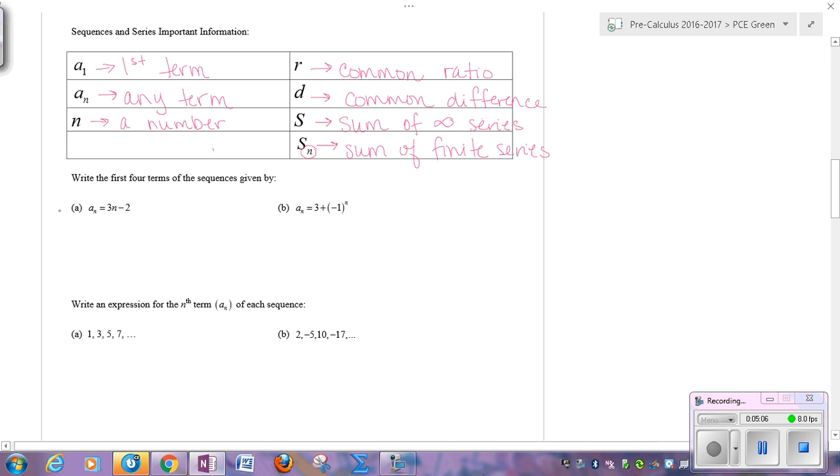All right, so the first thing we're going to do, I'm going to go over how to find the first term, and then you're going to go through and find the other terms in each one of the sequences here. So I'm going to do the first term for each one, and then I want you to go back through and find terms 2, 3, and 4.